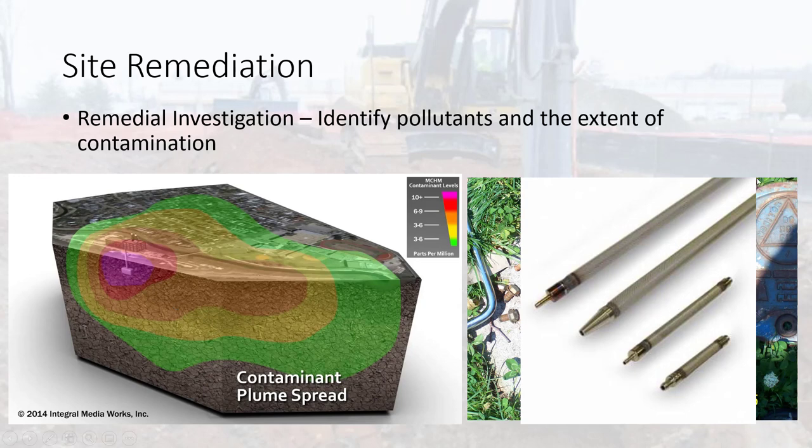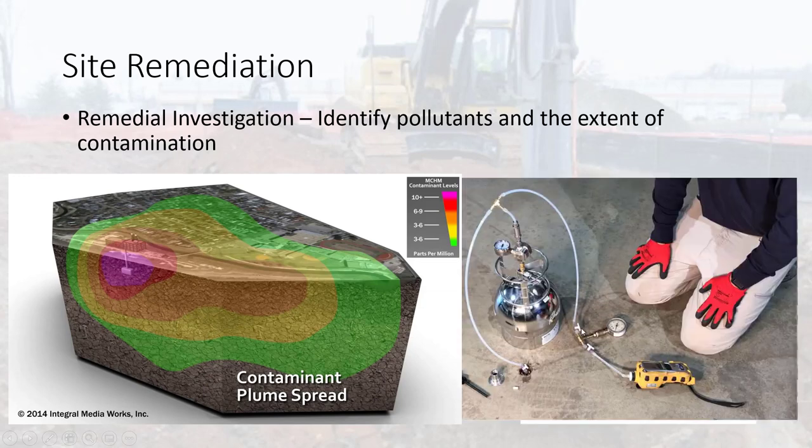So you may install these vapor pins like this, and these get installed in your soil. These are actually quite small, right? That's the actual pin right in there. So you use a hand drill. Depending on where you are, you drill into maybe your slab of concrete here. You install that vapor pin, and then you would use a Summa canister and a regulator to sample the soil vapors, right? Right there, and that would be shipped off to the lab, and you'd get your results.